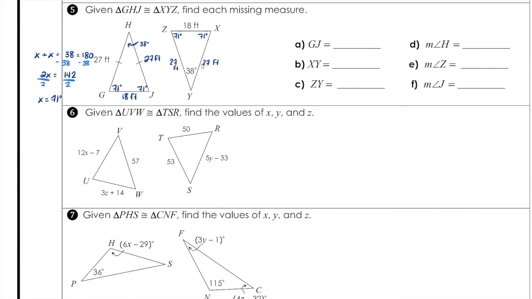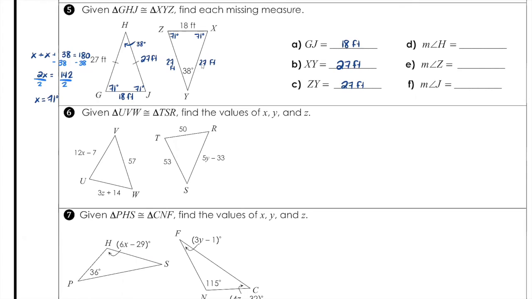So what's the measure of GJ? 18 feet. Thank you. What about XY? 18 feet. Almost 27 feet. Something like that. What about ZY? 27. Are you going to think if we don't put feet next to it? Sure. What about angle H? 38. Angle Z? 71. And angle J? 71.